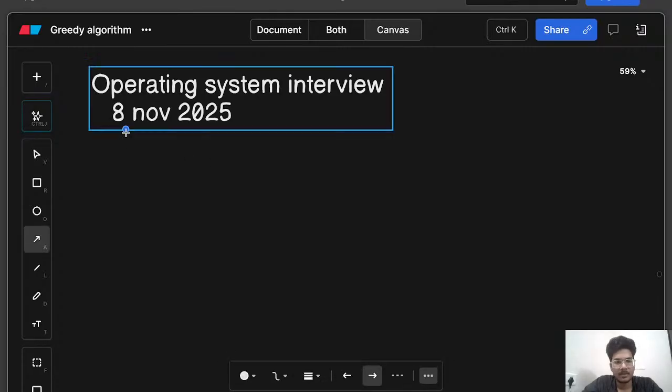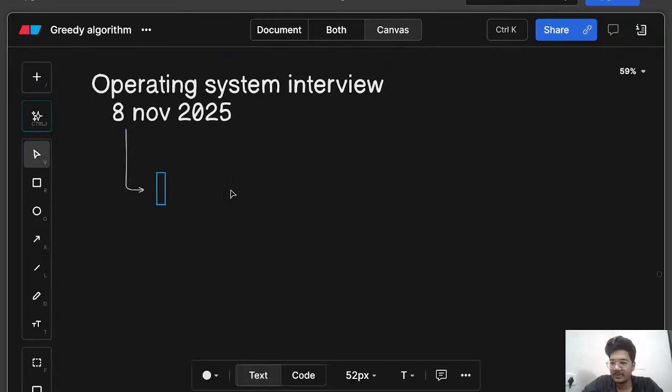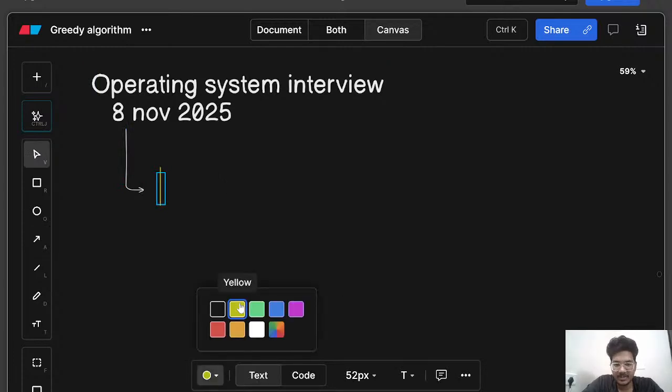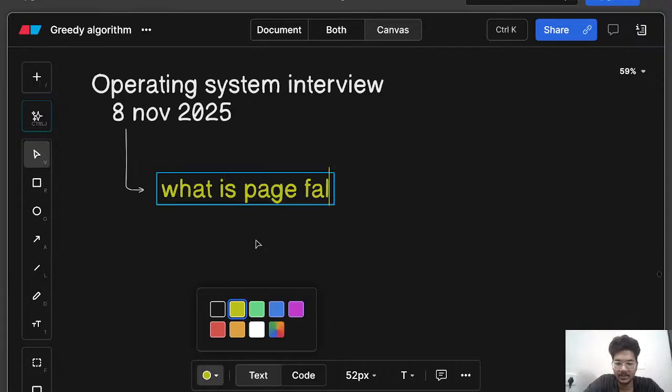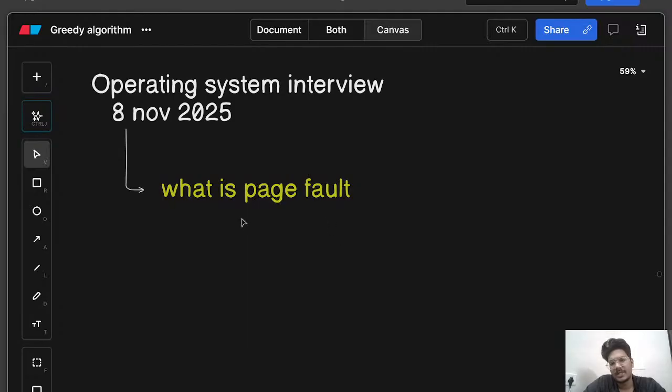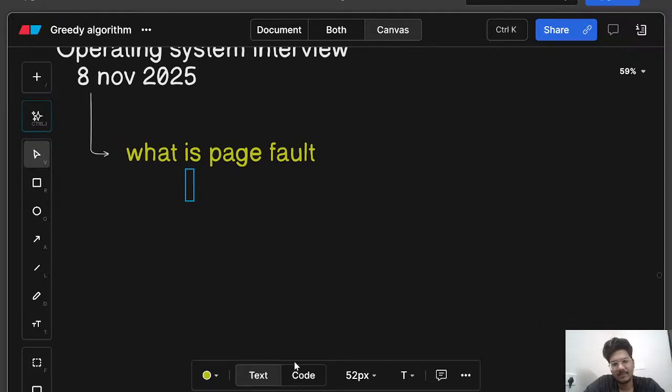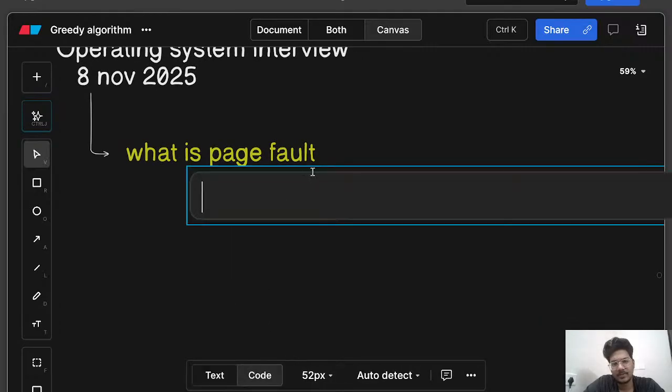Okay, so let's start with the basic question. What is a page fault, and how is it handled by the operating system? So what is a page fault? We have to think about what a page fault is.